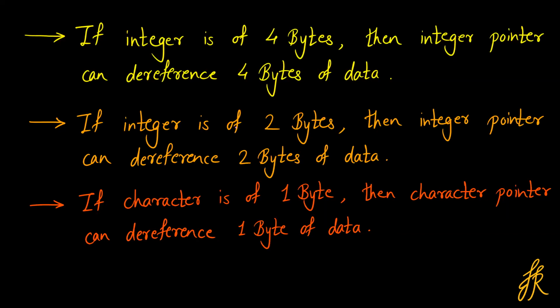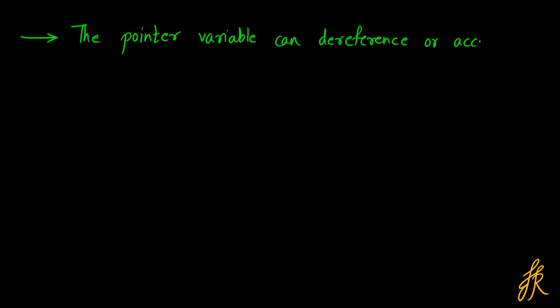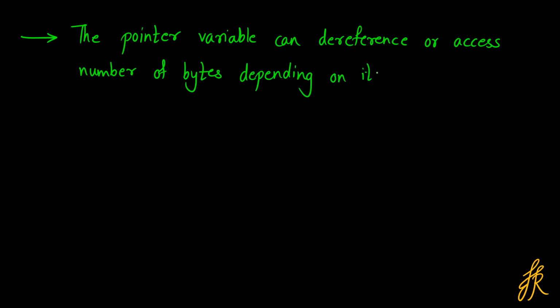Simple. And so from these points, what can we conclude? We can conclude that the pointer variable can dereference or access a number of bytes depending on its data type.